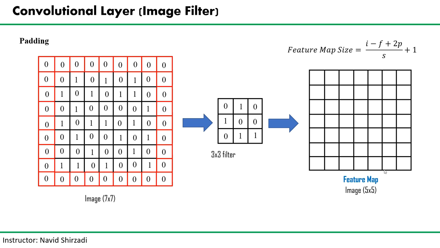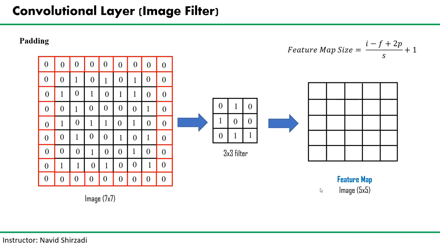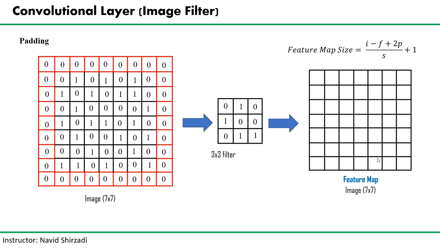So we actually have this kind of feature map. This feature map is not 5x5 anymore, it is 7x7. So this new feature map has a size of 7 widths and 7 heights. This is the final formula for calculating the feature map size, including the padding number, so the value of the padding.